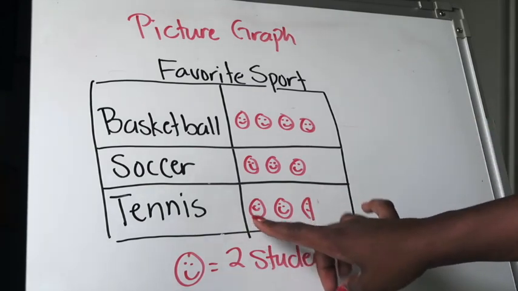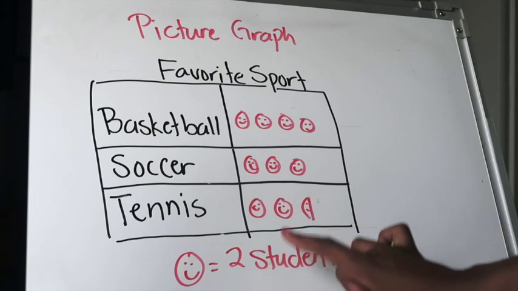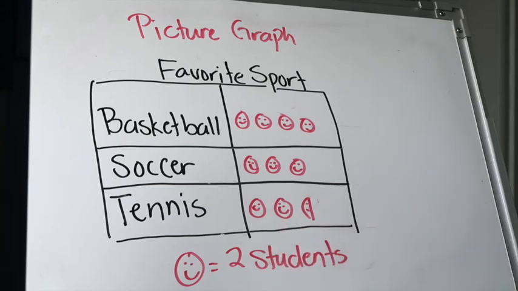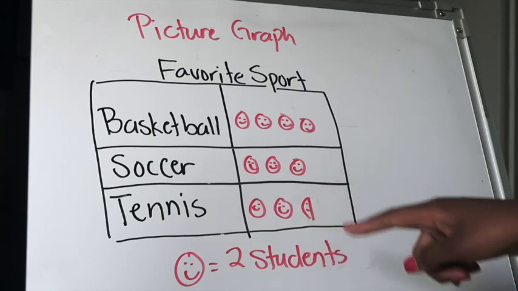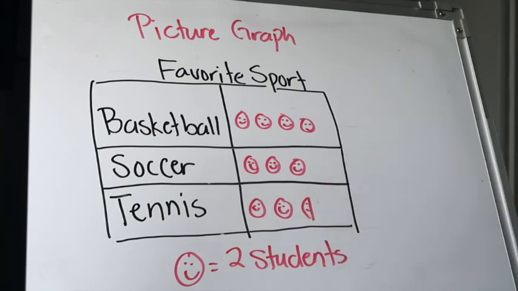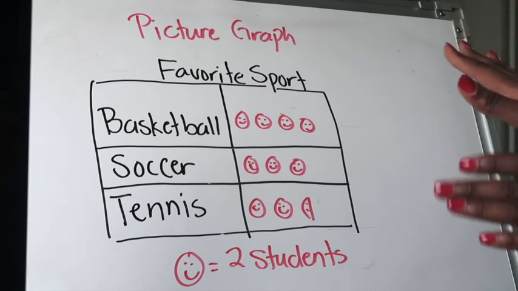So when I look at tennis, I know that 2, 4, 5 students said tennis was their favorite sport because I see this half of the picture and I know that half of 2 is 1, so that 1/2 of the picture must represent a value of 1. So that is our first graph.